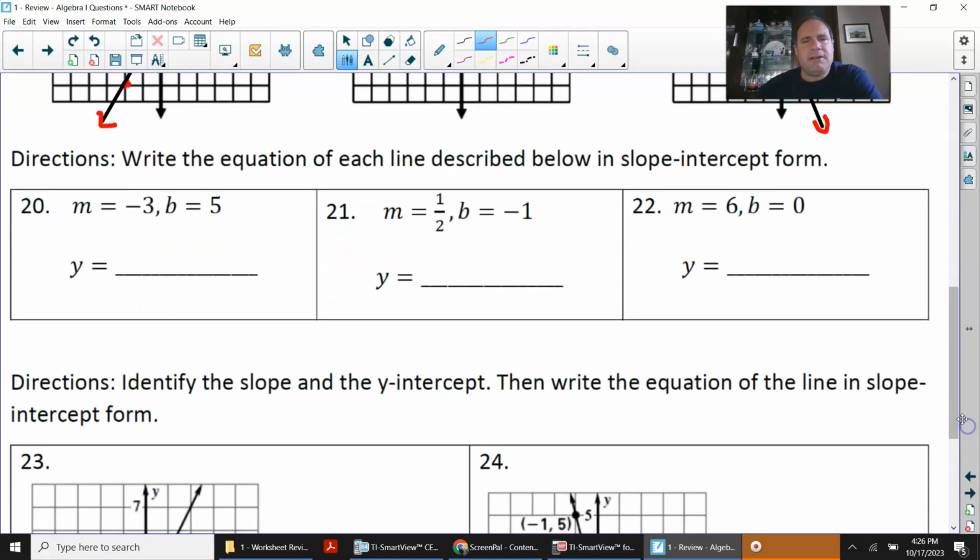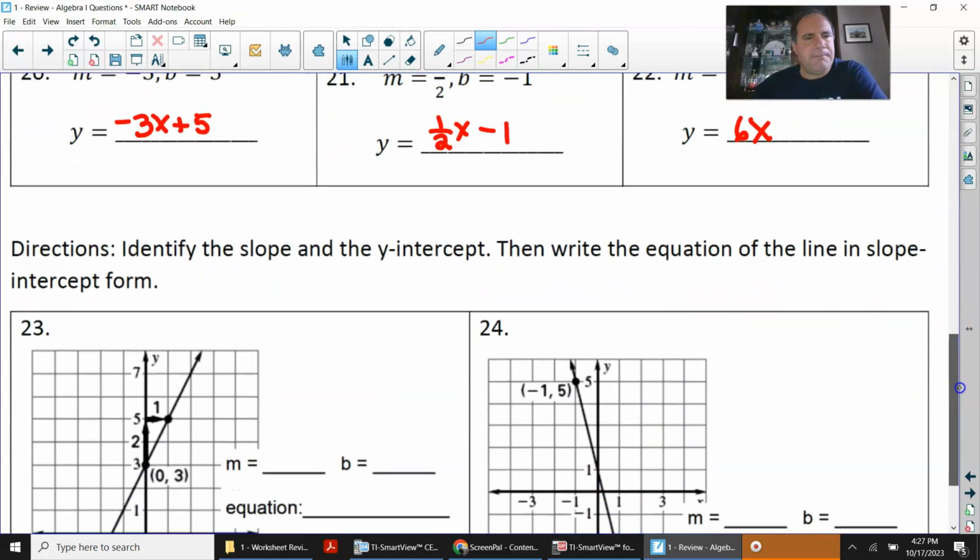Write the equation of each line described below in slope-intercept form. Slope-intercept form is y equals mx plus b. The m is -3, so we have y equals -3x plus 5. So y equals mx plus b is the format that you have to put it in. The m is 1/2, and you put the x right next to it, and then you do -1. Y equals 6x, and that is it. You don't need the plus 0.